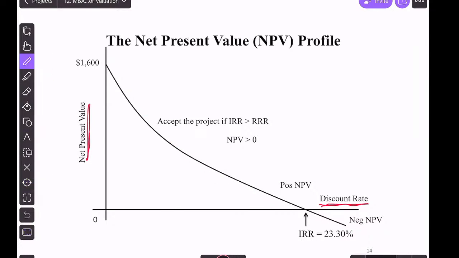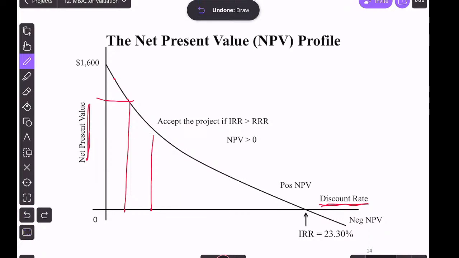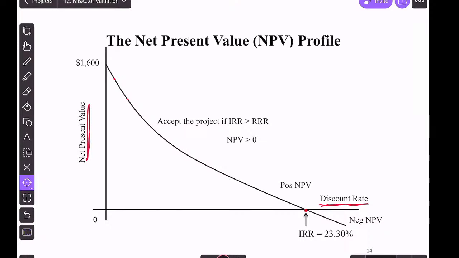So it plots, picking different discount rates to calculate the NPV. It goes like it's tracing through like that. Okay? And it's going to the point where your discount rate gives an NPV of 0, and this is where you find the IRR. Why is this important?